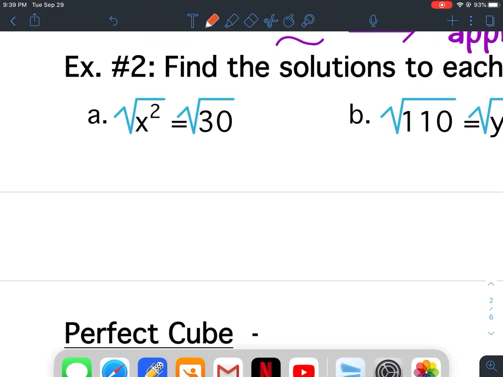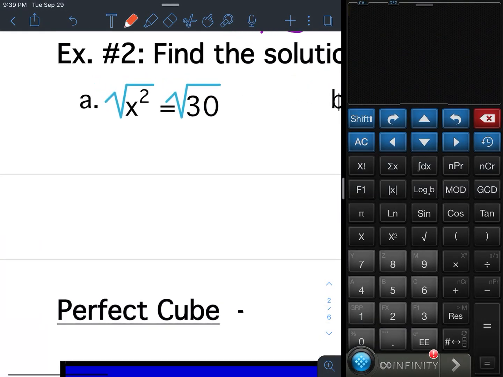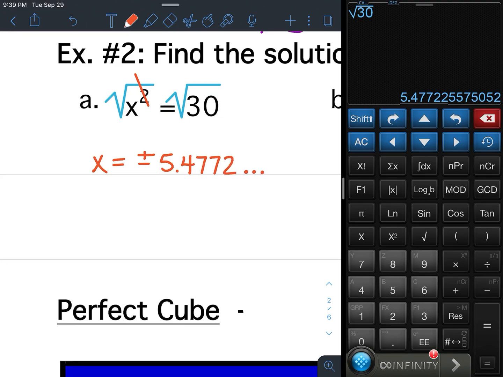Right, let's start with A. Let me pull up my calculator. All right, I'm going to take the square root of 30. Well, the square and the square root would cancel out. And in the calculator, I get x equals, now remember this is a square root, so I need both the positive and negative root, 5.4772. So 4 decimal places and then the ellipsis.